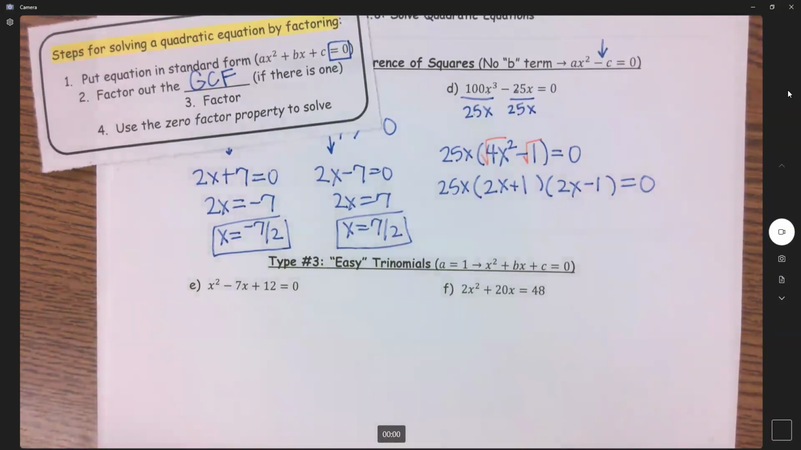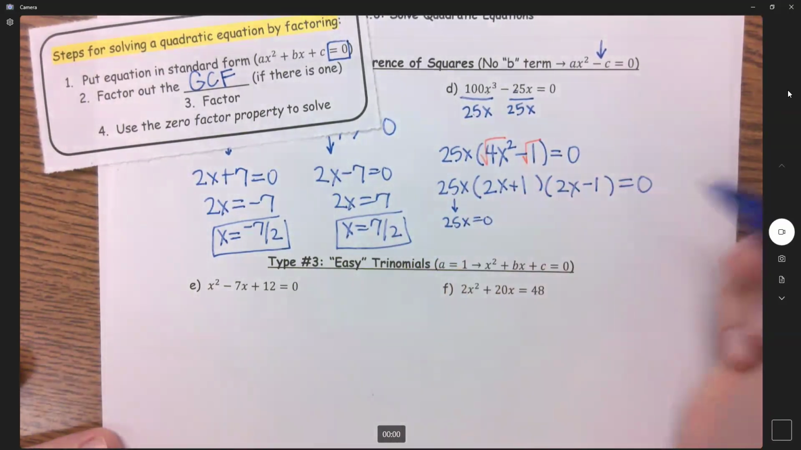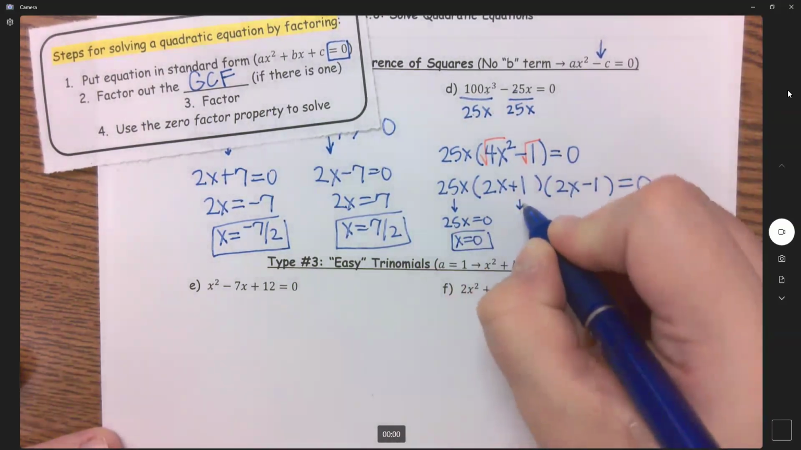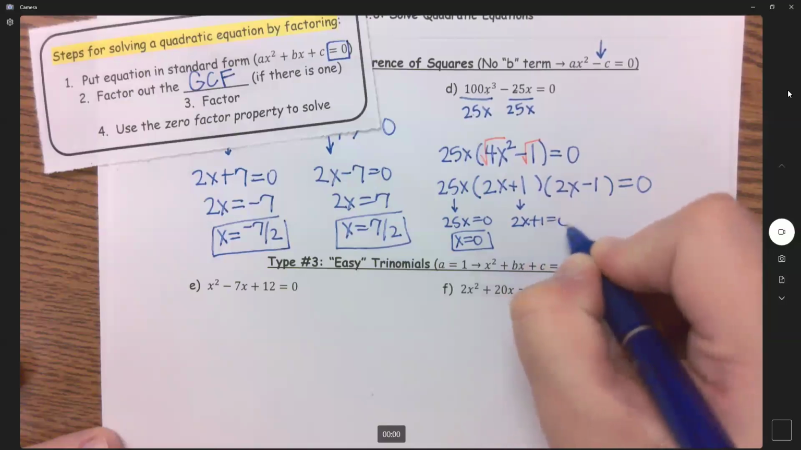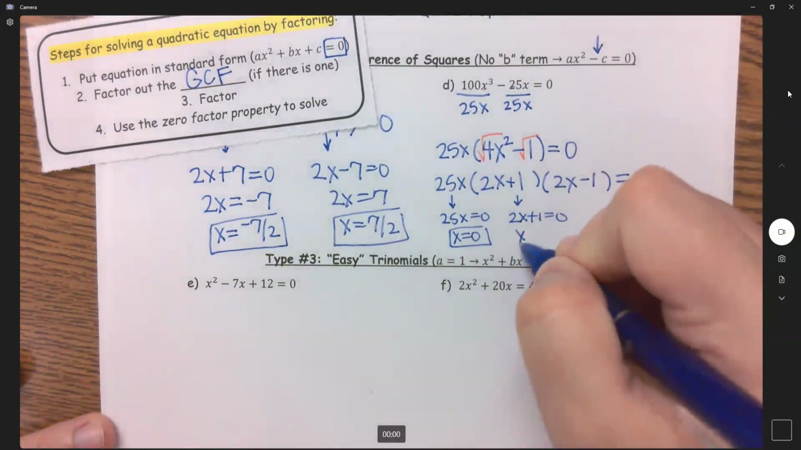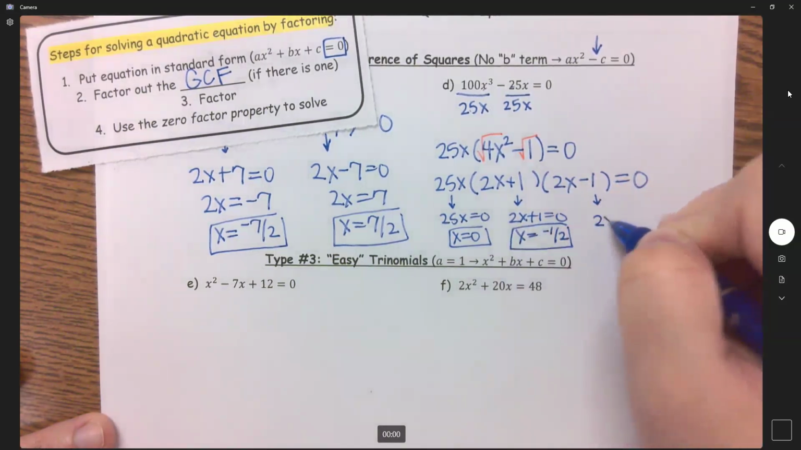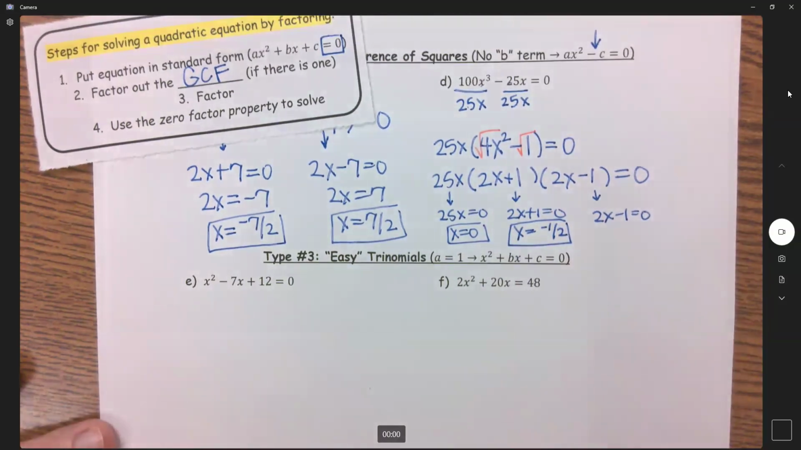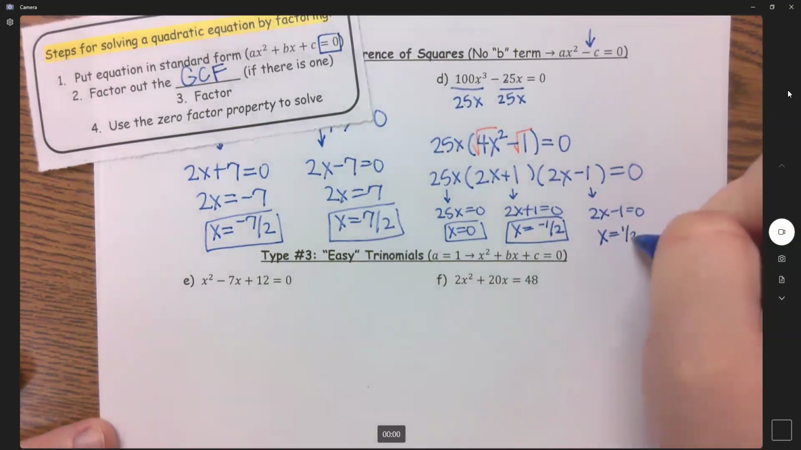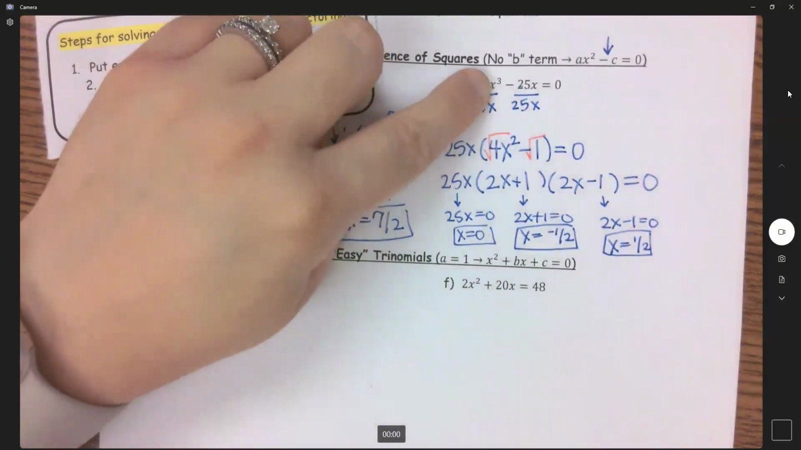So what are my answers here? We have 25x squared equals 0. Divide by 25, and we get x is 0. Here, I've got 2x plus 1 equals 0. I'm out of room, so I can't really write it all, but I'm going to subtract that 1 and then divide by 2, and we get x equals negative 1/2. And then for this third one here, I'm going to add this 1 and divide by 2 to get x equals 1/2. Does it make sense that we got 3 answers? Yes, because I started with an x cubed.